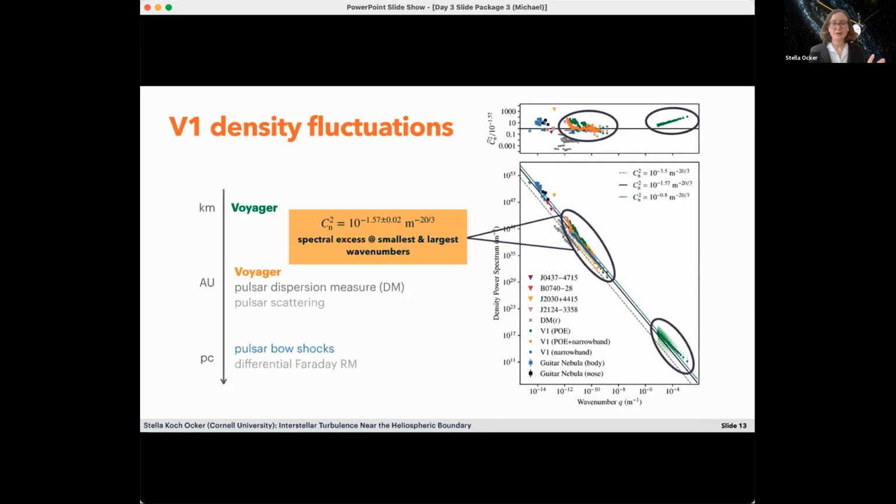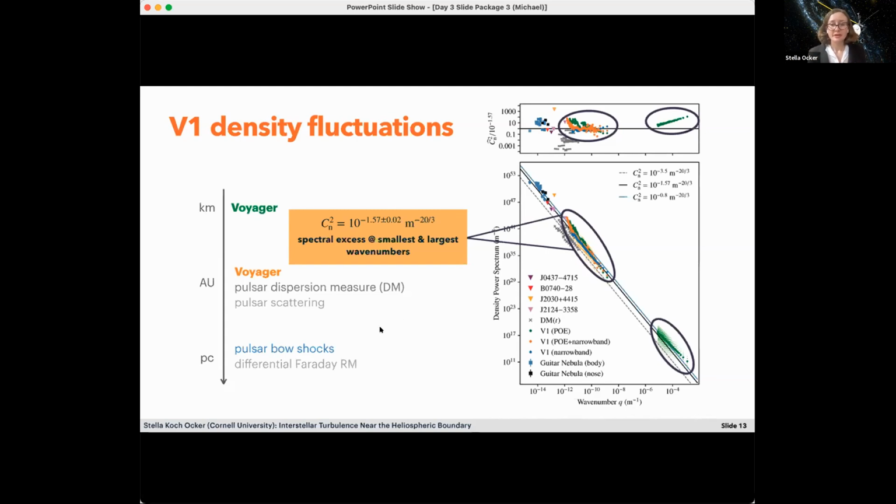And so the constraints that we get from Voyager are circled here. You can see that Voyager constrains the density fluctuation power spectrum at the largest wave numbers, which are shown as the green points. And then it also constrains the spectrum in the mid-wave number regime shown by these blue, orange, and green points. One of the main things that we find is that the turbulent spectrum in the very local ISM sampled by Voyager appears to have an amplified spectral amplitude relative to the turbulence spectrum that is observed in the broader ISM. And this may be explained by a superposition of solar wind and interstellar turbulence in the very local ISM.